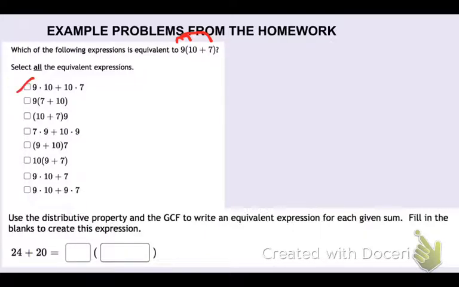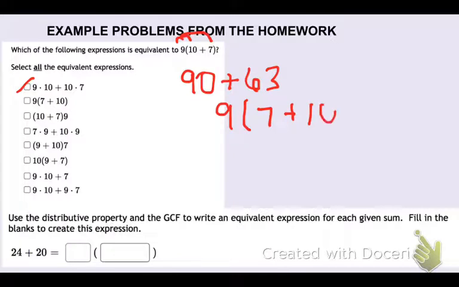Now, if I were to do 9 multiplied by 10, I get 90. And then plus 9 multiplied by 7 gives me 63. So is that the same as 9(7 + 10)? Yes, because addition, it doesn't matter what side goes first. Like 5 plus 1 equals 6, and 1 plus 5 also equals 6. So addition, it does not matter which order. So I can also mark this second one.